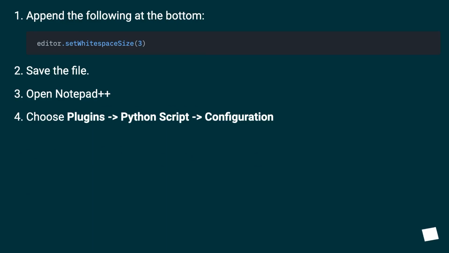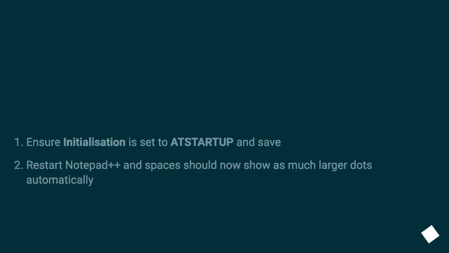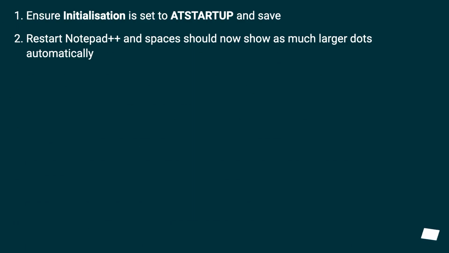Append the following at the bottom. Save the file. Open Notepad++. Choose Plugins, Python Script, Configuration. Ensure initialization is set to ATSTARTUP and save. Restart Notepad++ and spaces should now show as much larger dots automatically.